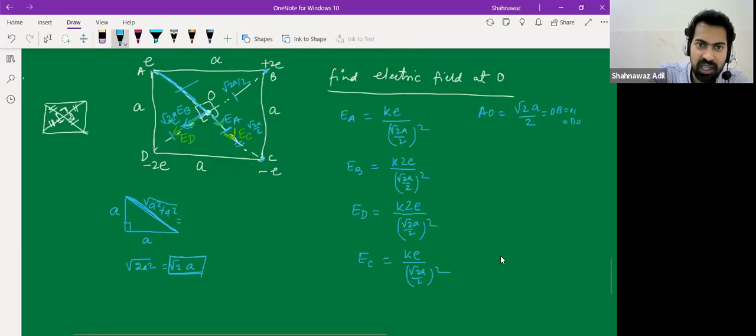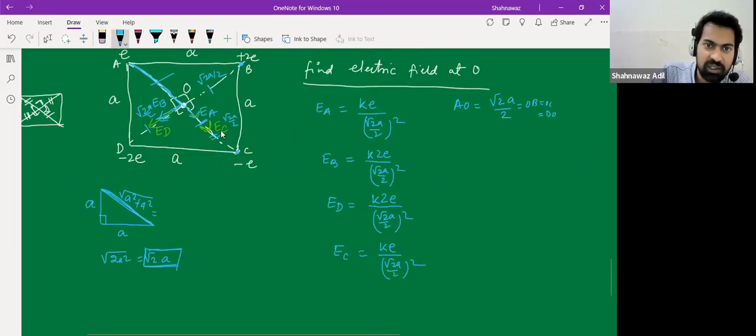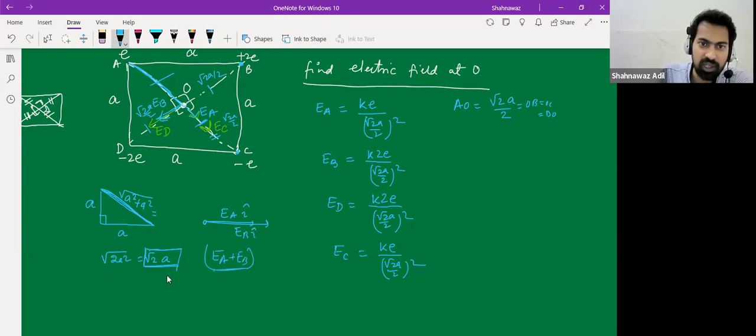Now we see that EA and EC are in the same direction, right? So let's say EA is I hat and EC is also I hat, right? So we can add EA plus EC. This would be the magnitude, right? So EAC would be EA plus EC.